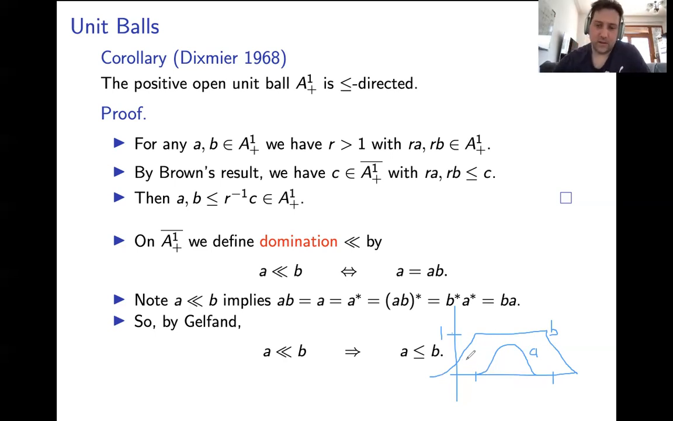It's certainly possible that you could have some other thing which is point-wise below B, like this, but is not dominated by B. Call it C. The C here is point-wise below B, but it contains parts outside where B takes non-one values. And so this is not going to be dominated by B. Domination is a strictly stronger relation on the positive closed unit ball. So hopefully that's clear.